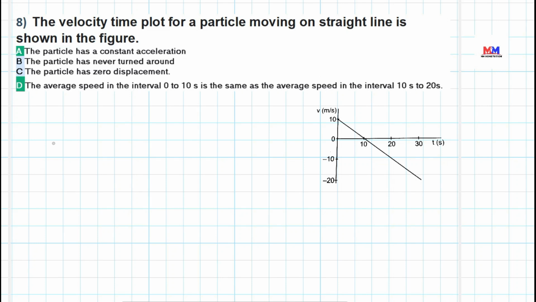It is given that the velocity-time plot for a particle moving on a straight line is shown in the figure. So the answer to this question, option A: the particle has constant acceleration.